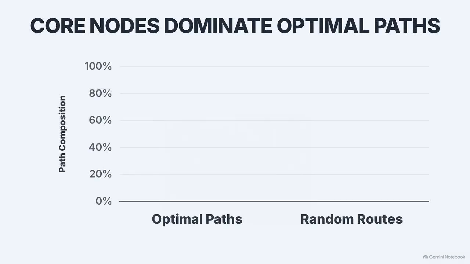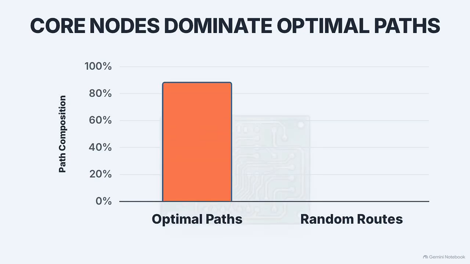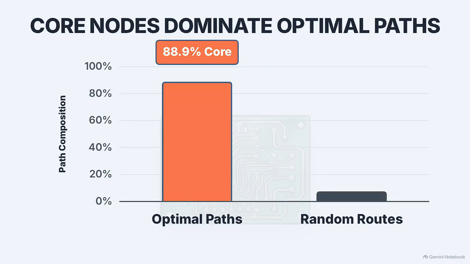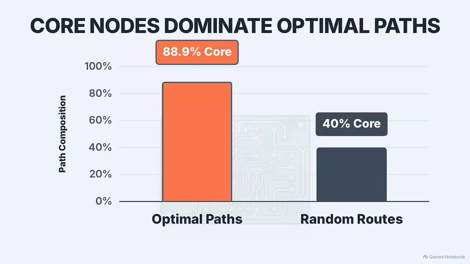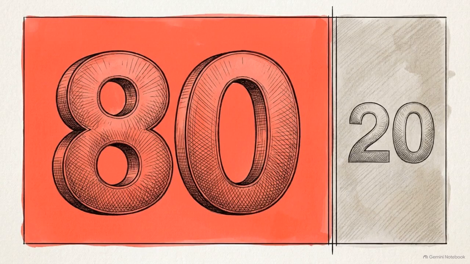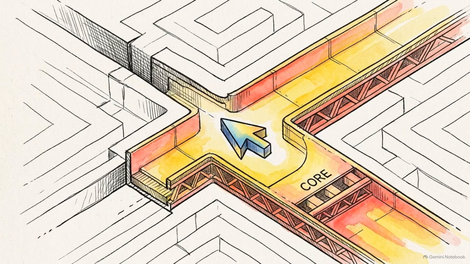Empirical data proves that optimal solution paths overwhelmingly favor core nodes, comprising roughly 88.9% of the path, whereas random routes average only about 40%. The solver exploits this anomaly by applying an 80-20 exploration rule. At every decision point, it probabilistically forces the search toward a core neighbor 80% of the time, keeping the search concentrated on structurally favorable nodes.